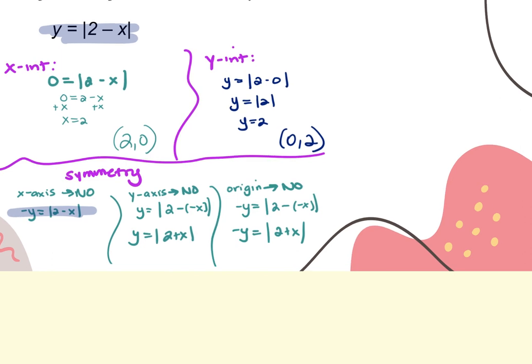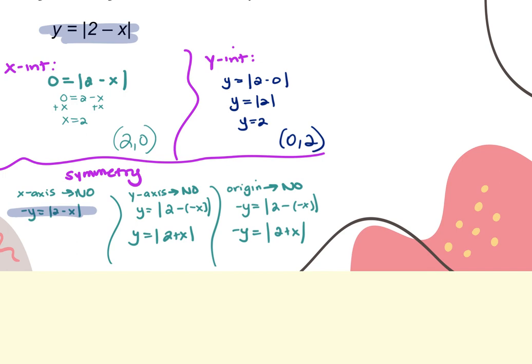So if you think about, like, if it just said y equals absolute value of x, what would have happened if I plugged in the negative x? What does an absolute value do? Makes it go back positive. So that would have been one that was symmetric to the y-axis. Does that make sense? Okay.